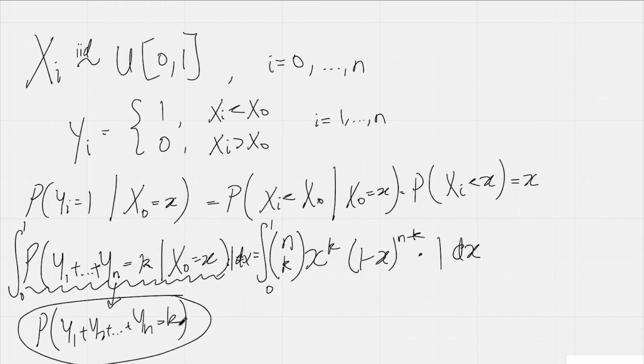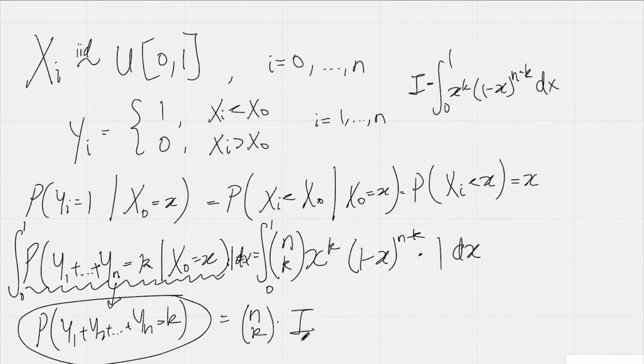This is simply the probability that y1 plus y2 plus all the way up to yn equals k, and this is just n choose k times our integral that we're interested in, which maybe I'll call I. So I here is the integral from 0 to 1 of x to the k times 1 minus x to the n minus k dx. Okie dokie, so if I divide both sides by n choose k, I get that I equals 1 over n choose k times the probability that y1 plus dot dot dot plus yn equals k. And now, I could leave the video there, but the real question is, what is this probability?